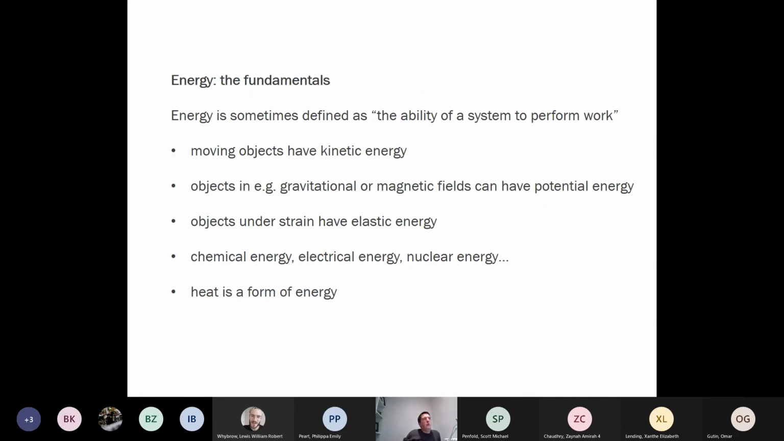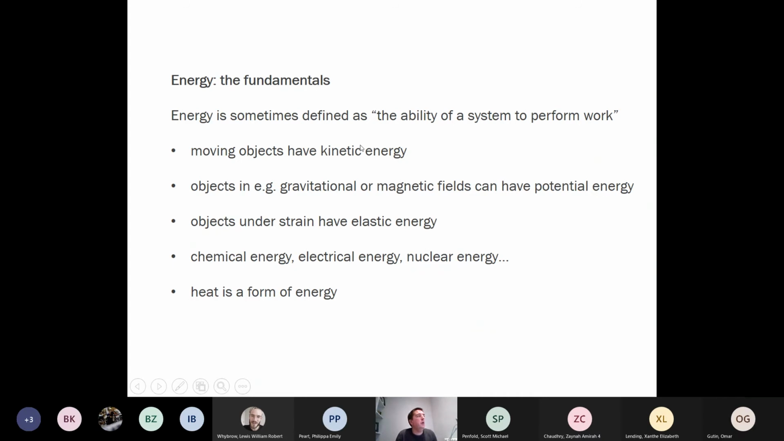So we're going to end up being a bit circular. We just talked about work and said it's a form of energy. Energy is defined as the ability of a system to perform work. Sometimes we're going to end up with these kind of tautological definitions, I'm afraid. But it gets easier once we look at forms of energy.